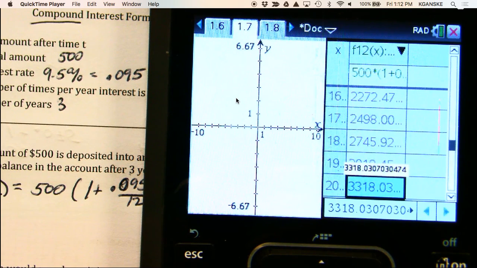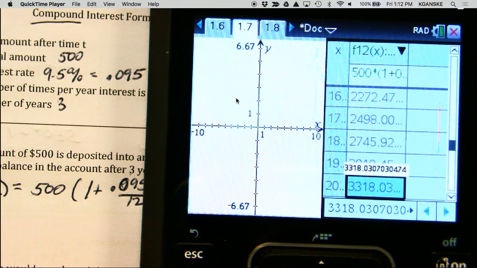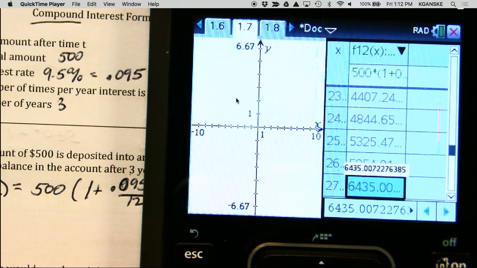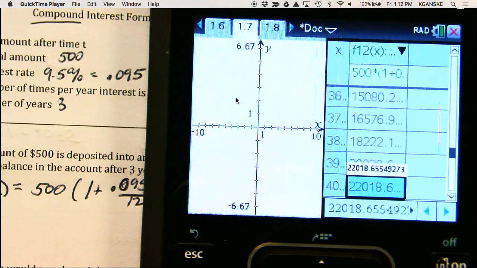Let's take a look at what it would be like after 20 years. Your 500 bucks would already be at 3,318. Okay, so you can kind of see the exponential part of it as the time gets bigger. After 30 years, you're already up to 8 grand. 40 years, up to 22,000 now, right?